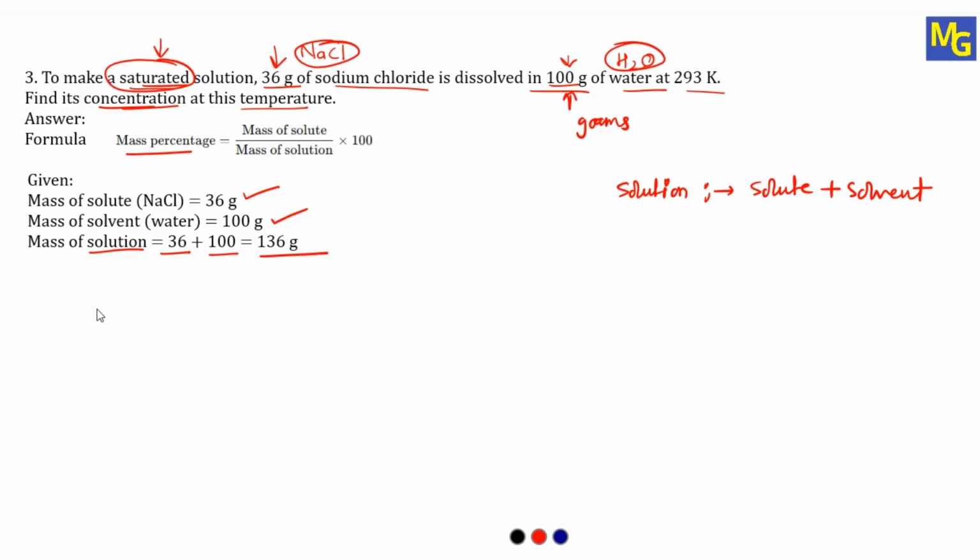Now according to the formula, substitute the values. Therefore, I will write here: mass percentage equals mass of solute, how much? 36. So I wrote 36 divided by mass of solution, how much? 136. So I write 136 into 100. So this we have to solve to find the final answer. So let's solve this.